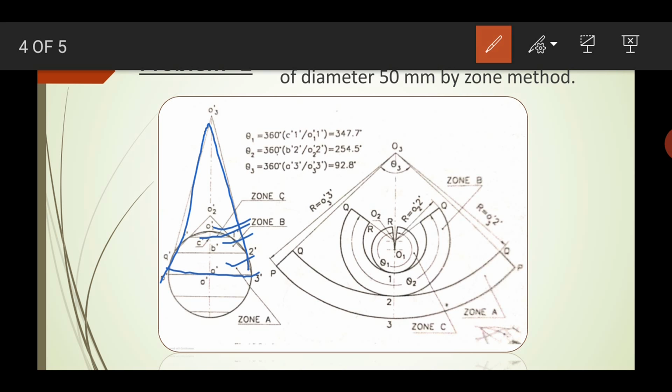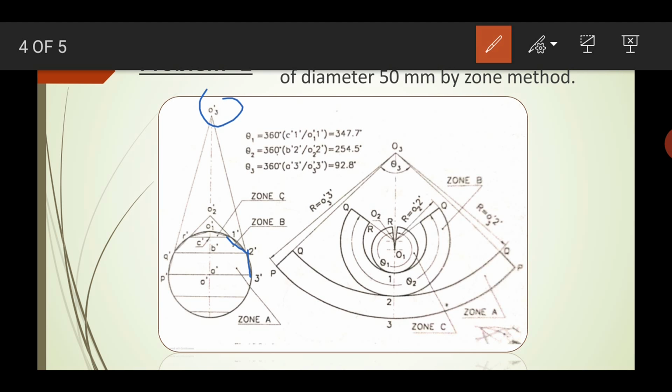This is the width. So 3 dash and 2 dash will be the width, which is equal to the width of 2 dash and 1 dash, and 1 dash and O dash. The widths will be equal. Now join 3 dash and 2 dash, and extend it to intersect at a point O3 dash.